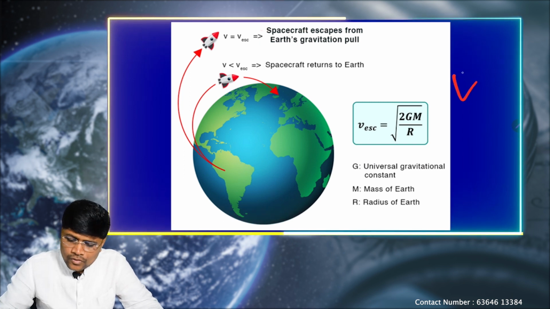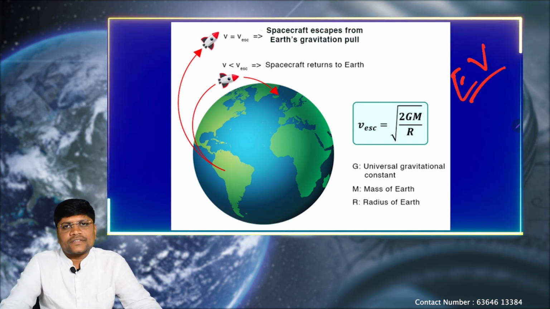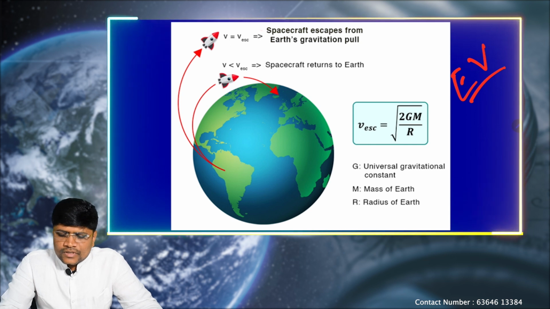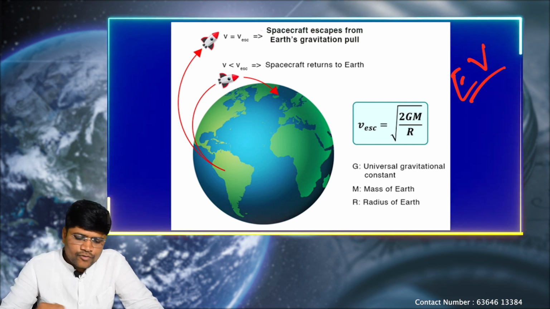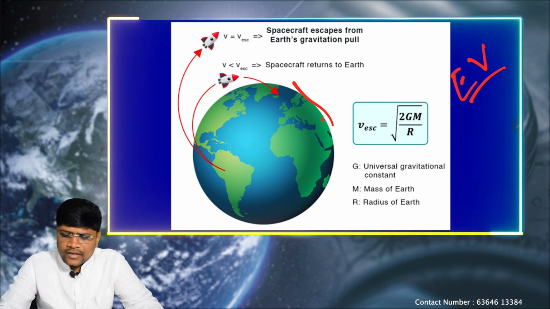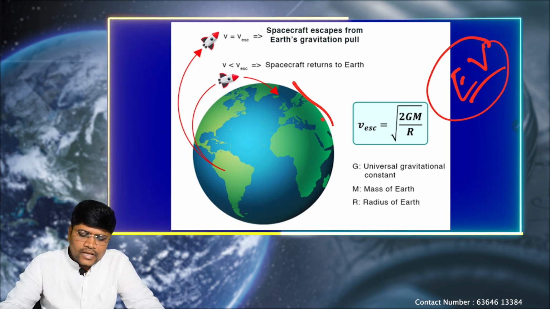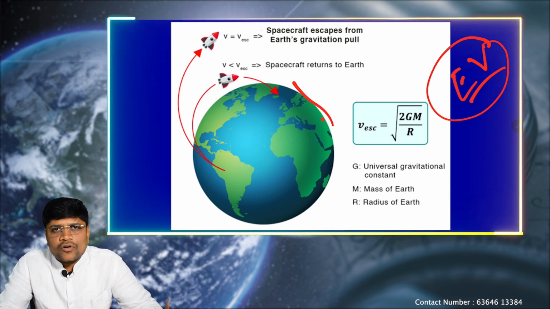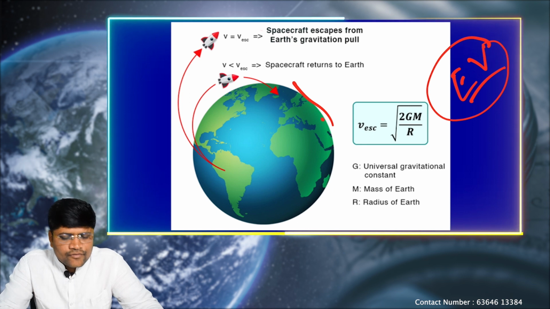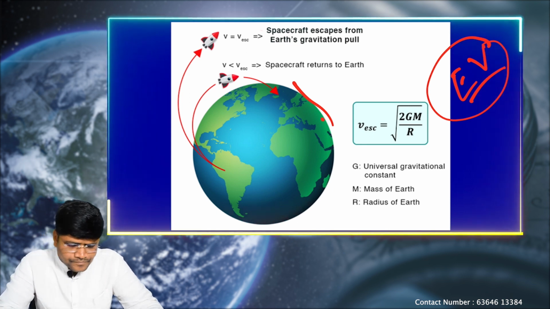First of all, what is escape velocity? The definition says it is the minimum speed required for an object to escape from the Earth's gravity. The escape velocity depends on the gravity of the planet. This escape velocity is not constant for all the planets. It differs from one planet to another.